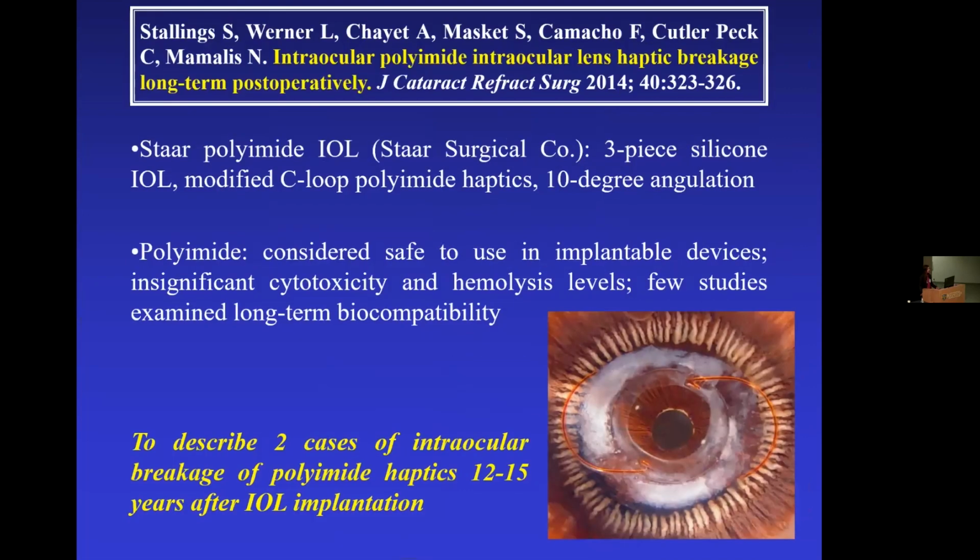And to finalize the silicon part, I wanted to just comment about these interesting cases with this three-piece silicon lens with polyimide haptics. And this material is considered safe to use in implantable devices. It's not cytotoxic, but there are just few studies that check the long-term biocompatibility. And here we had two cases where after more than 12 years of implantation, the patients came for regular, routine ophthalmological examination. They received drops for pupil dilation. And in the room, the haptics broke and the IOLs dislocated. It was really very strange.